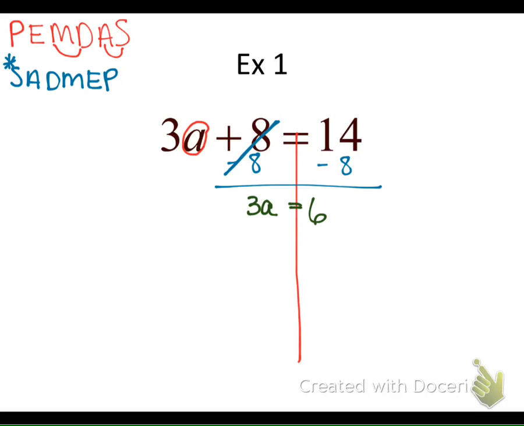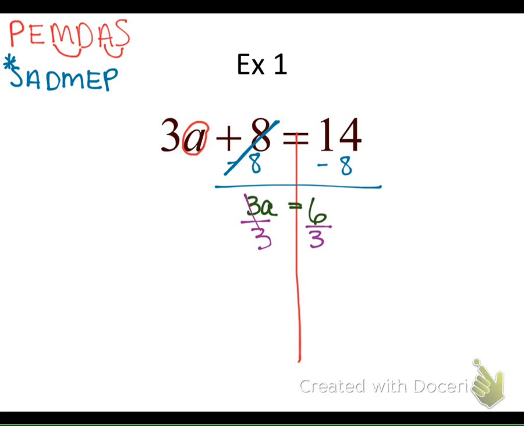Well, look here. Is the variable by itself yet? No. So now what do I have to get rid of? The 3. Do you multiply that? Good. So a 3 touching a variable means to multiply. The inverse operation of multiply is division. So we're going to divide each side by 3 in order to get the a by itself.